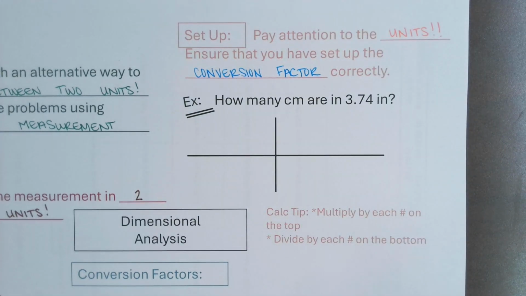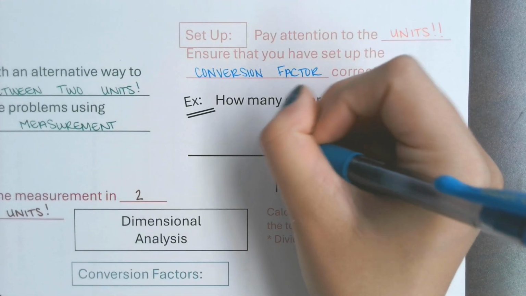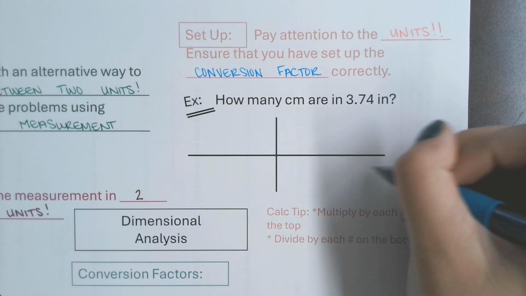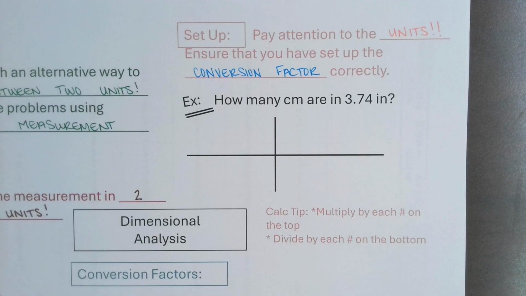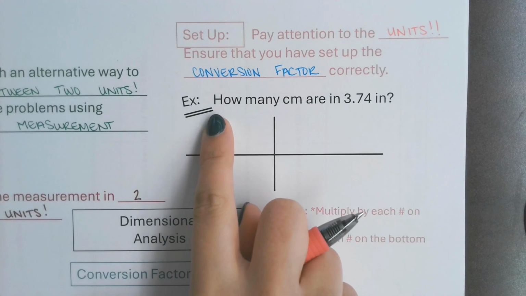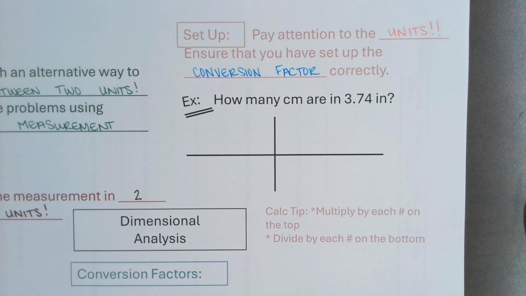Since you have two options, you want to make sure that whatever unit was on top is the same as the unit on the bottom of the conversion factor. So let's look at a sample problem. Our sample problem here is: how many centimeters are in 3.74 inches? Your goal is that you always want to start by figuring out what information you know and what you are trying to convert to.